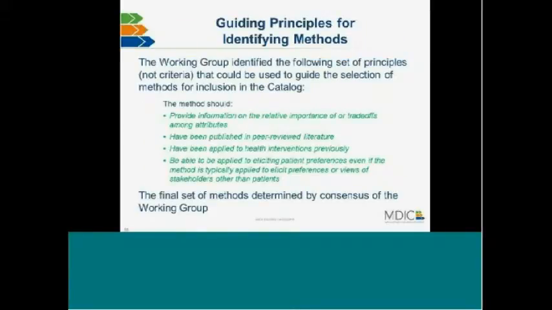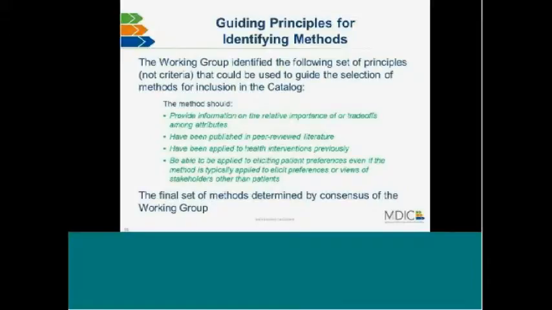So then we had to figure out what do we include, what do we not include, where do we go for this stuff. So we identified some principles, and they started out as criteria, but then we realized that criteria wasn't quite the right way to go because not everything fit every criterion. So we decided to make these into guiding principles. First of all, we should be able to get the relative importance of benefits and risks.